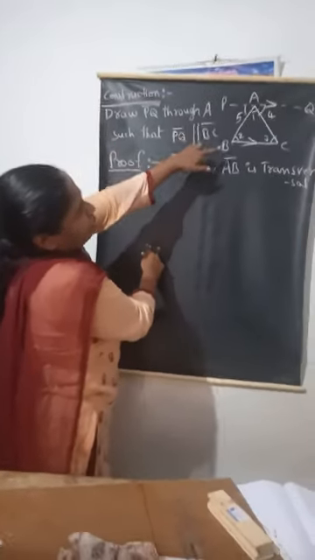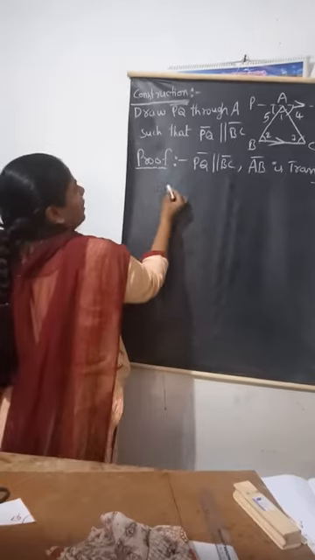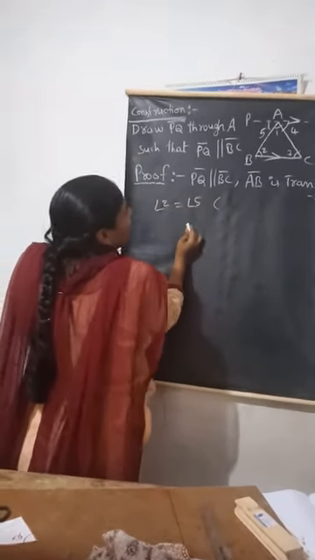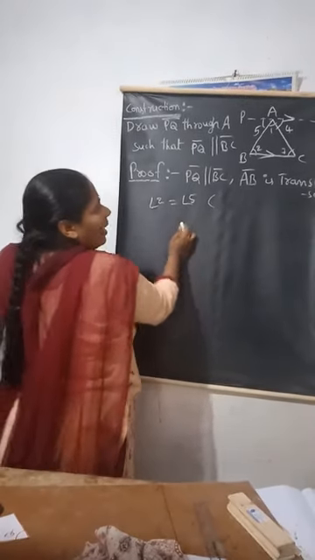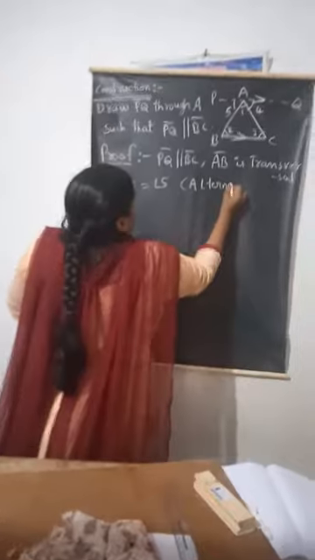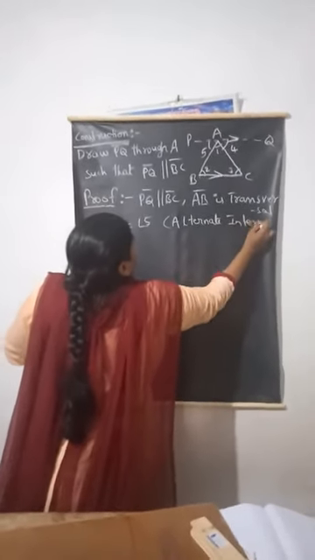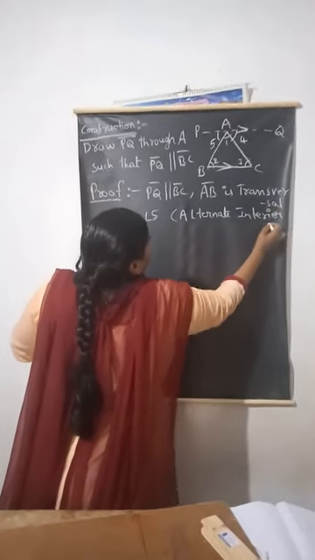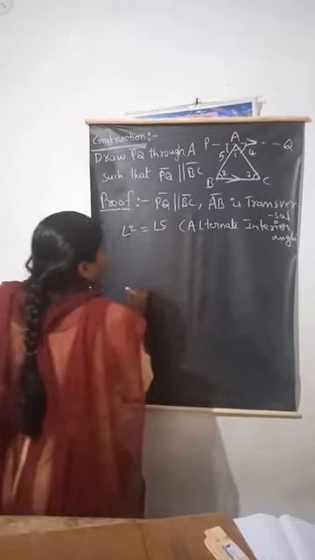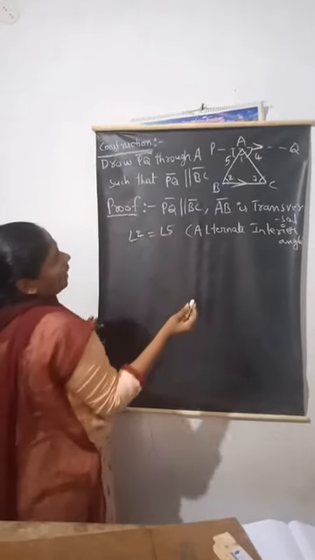Next, angle 2 equals angle 5. What is that property? Yes, alternate interior angles are equal. Therefore, angle 2 equals angle 5.